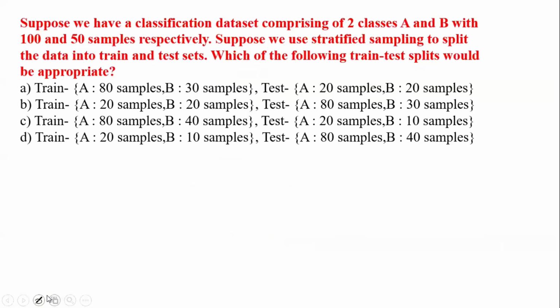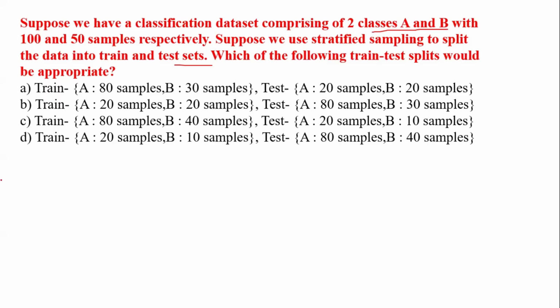Now, coming to the next question. Suppose we have a classification data set comprising two classes, class A and class B, with 150 samples respectively. Suppose we use stratified sampling to split the data into train and test sets. In this question, there are 4 options, and we have to remember 2 things.